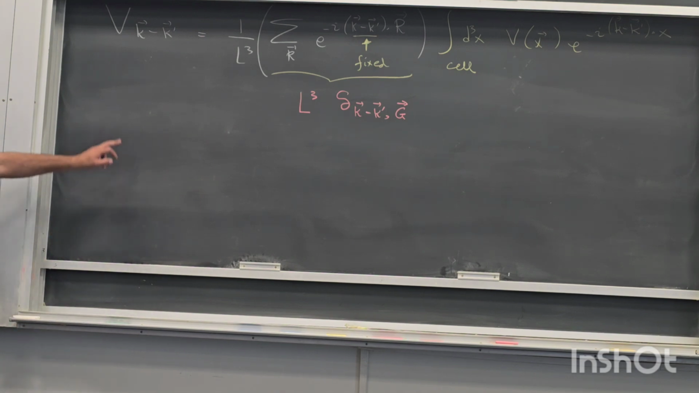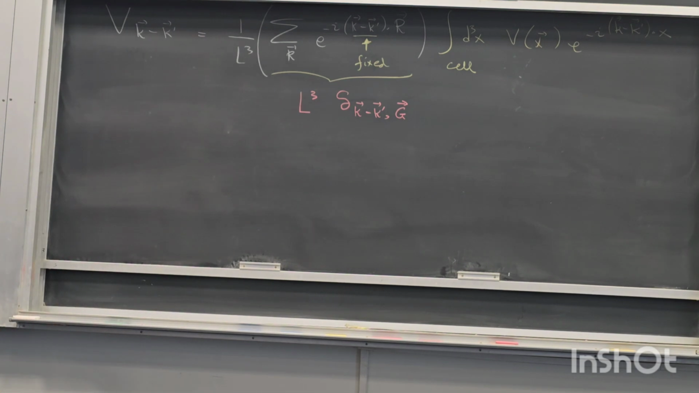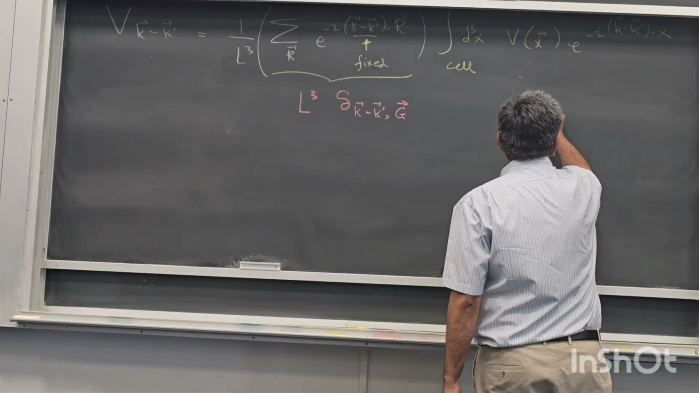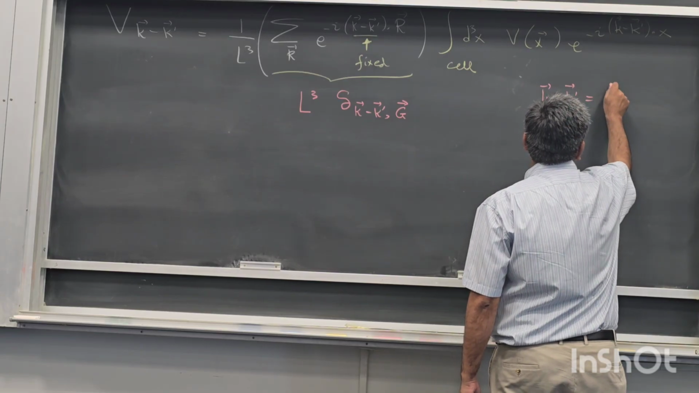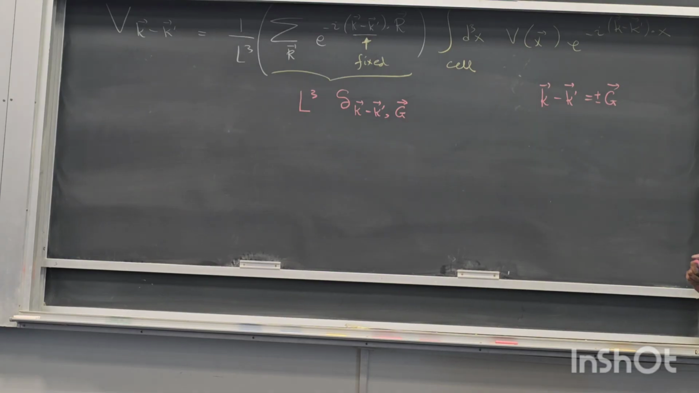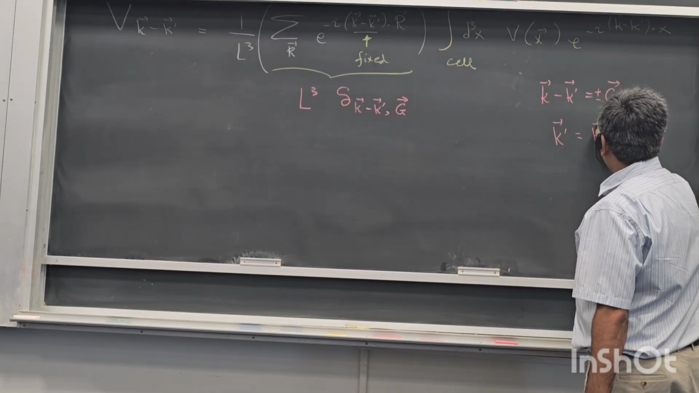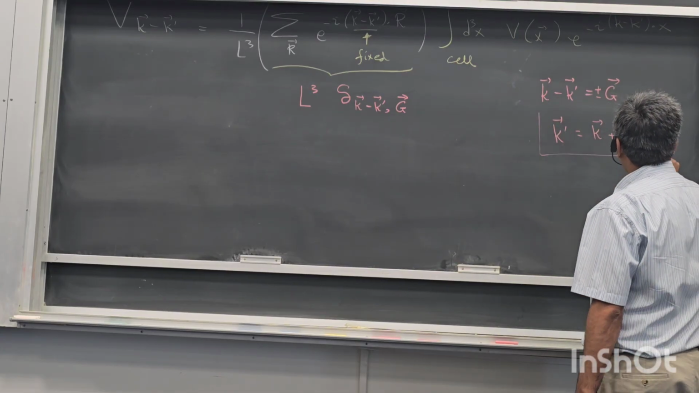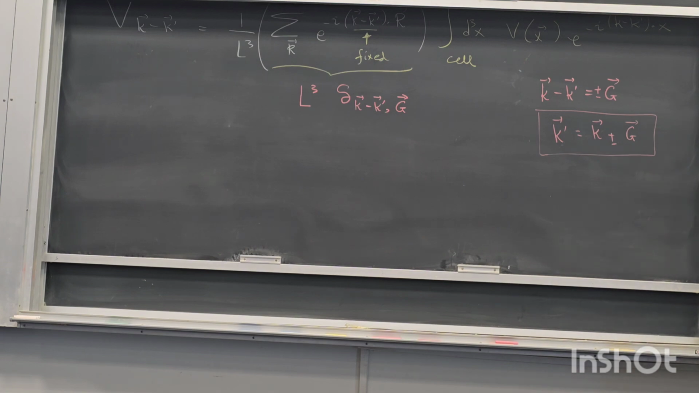So this means that this term is non-zero only when k minus k prime is g. And what is this relationship? k minus k prime is g, plus or minus g, it doesn't matter. So have you seen this relationship before? k prime equals k plus g. You've seen this relationship before in diffraction studies.